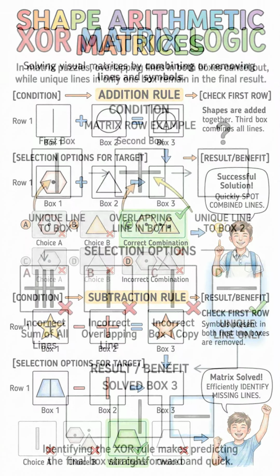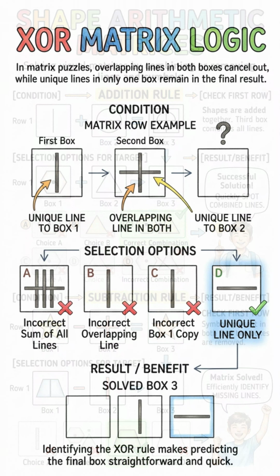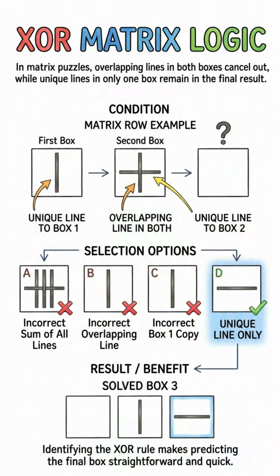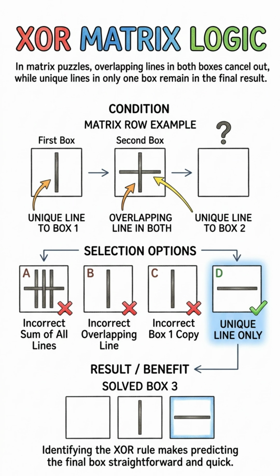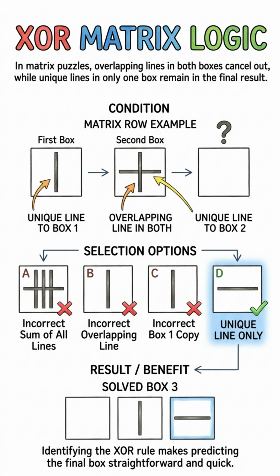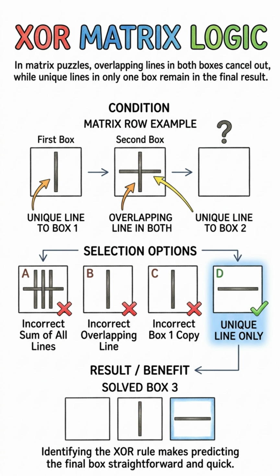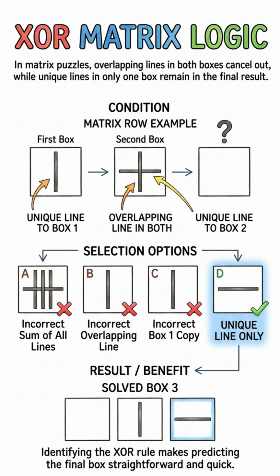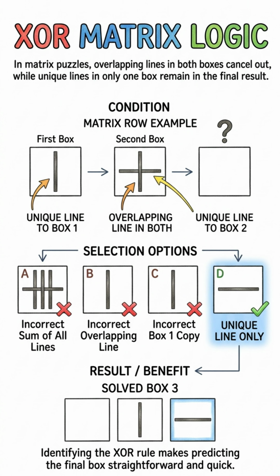Building on shape arithmetic, matrix puzzles frequently utilize an advanced logic rule known as exclusive OR, or XOR. Under the XOR rule, lines or shapes that appear in both the first and second boxes cancel each other out and disappear in the third box. Conversely, any line that appears in only one of the first two boxes will survive and be drawn in the third box. If you notice that overlapping lines are vanishing as you move across a row, you're looking at an XOR matrix, which makes predicting the final box very straightforward.